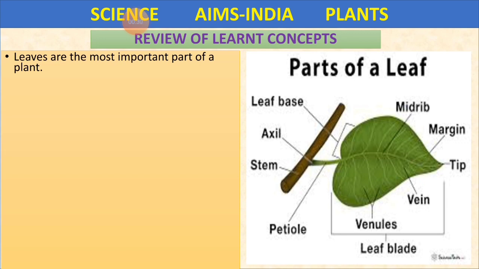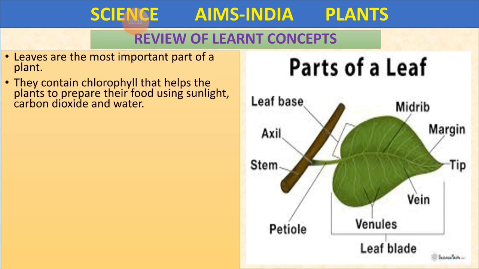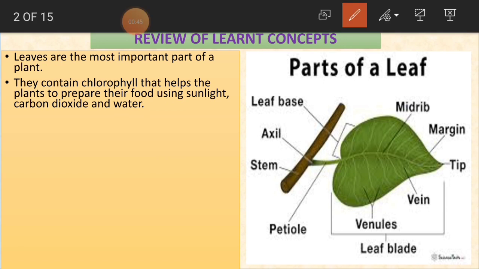So leaves are the most important part of a plant. As we said, leaves are the most important part of a plant and they contain chlorophyll that helps the plants to prepare their food using sunlight, carbon dioxide and water. Now we learned this, that plants make their own food. And the leaf is going to make the food. By what? By chlorophyll. Because the leaf contains chlorophyll. This chlorophyll is going to help the plants to prepare food using sunlight, carbon dioxide and water.